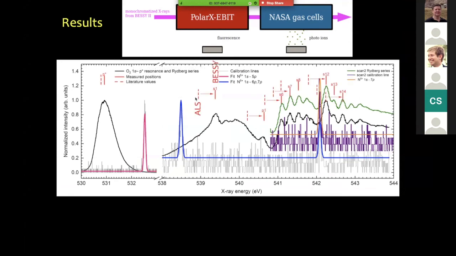And this is exactly what we found out. There is a systematic difference between the ALS value and our value at BESSY. You can see all of the features from the molecular Rydberg series are shifted by somewhat 500 millielectron volts.